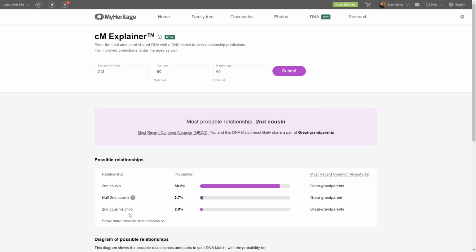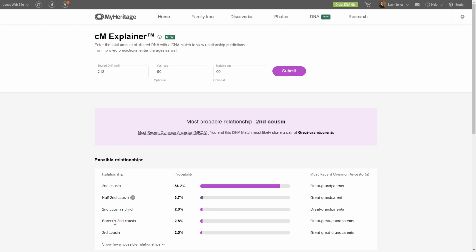But notice here that the second cousin's child dropped to 2.8, and the parent's second cousin is down too. I have to expand it to see it. And half second cousin jumped all the way up to number 2. Now, to be fair, it was still a minuscule 3.7, 2.8, and these are now 2.8 because the age is now the same.